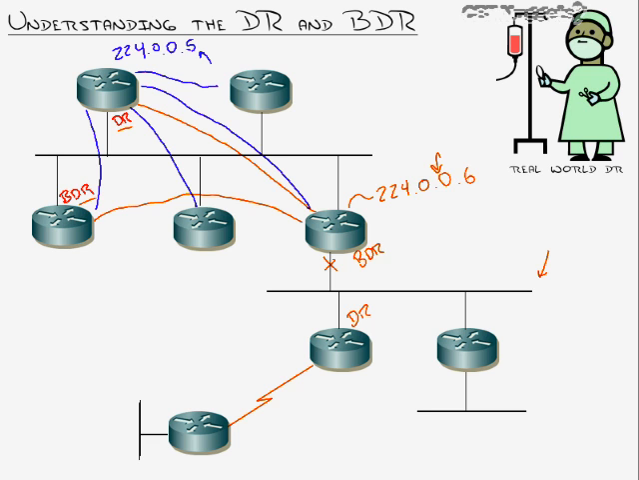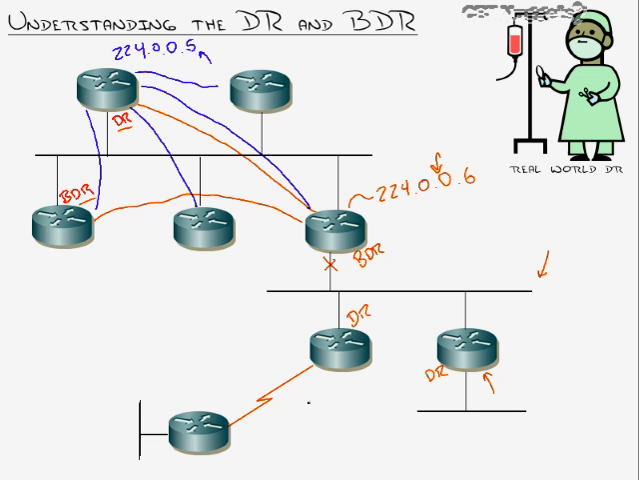So we have DR and BDR here. Now look right here. We've got a router that's connected to the shared segment. Is there going to be a DR here? You bet there is. This guy. Now, there's only one of them, so he's a lonely DR. He's like a king with no subject to rule. But at the same time, the DR has to be elected for every shared segment.